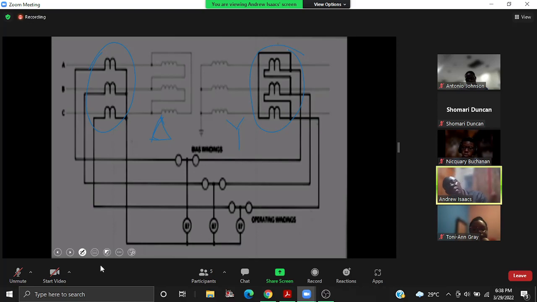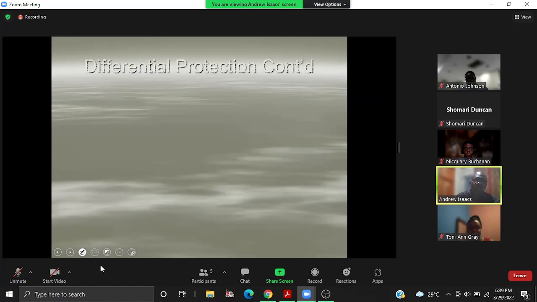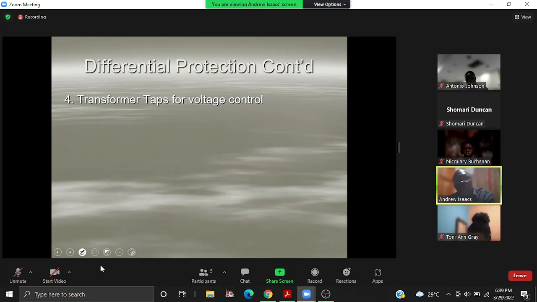So again, I repeat, the first issue we have with the transformer is inrush. The second one, the difference in voltage levels. The third one is the star delta phase shift. All right? And then the last one, transformer taps.